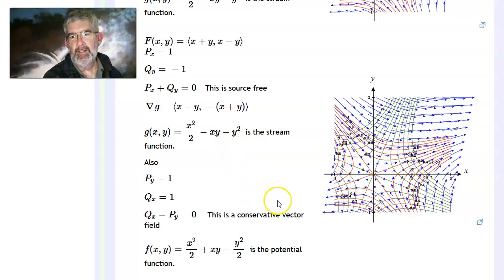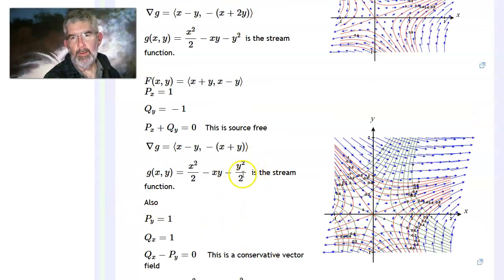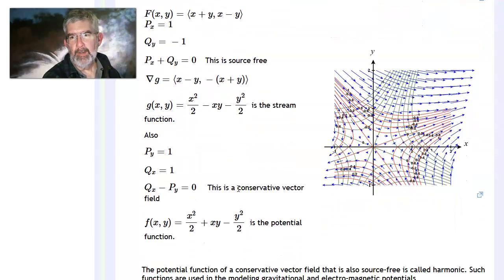And I might be lying to you here. This feels like a typo to me. This is a typo. Let's come back here and change. So yeah, this was a typo. This should have been divided by 2. So the stream function, when I integrate this negative y, turns into a negative y squared over 2. And that's what that should be. And so now I've got the potential function here.